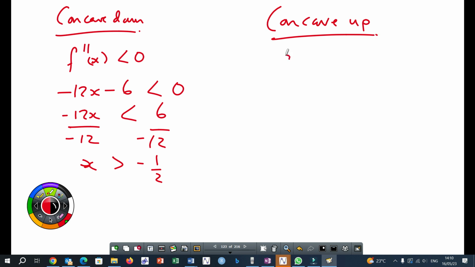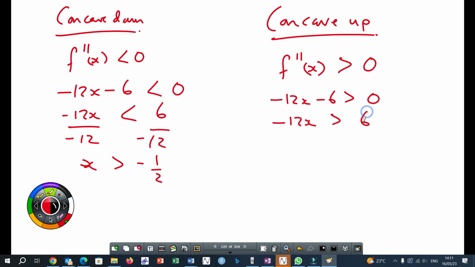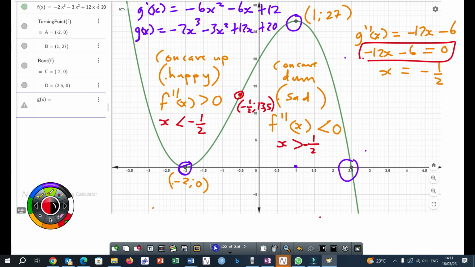Then, if it's concave up, then the second derivative is happy. Or rather, we can say the graph is happy. There's a minimum turning point, so this means the second derivative is going to be positive. We substitute the second derivative. You get -12x is greater than positive 6. You divide both sides by that, you get x is less than -0.5. This is what I got here.